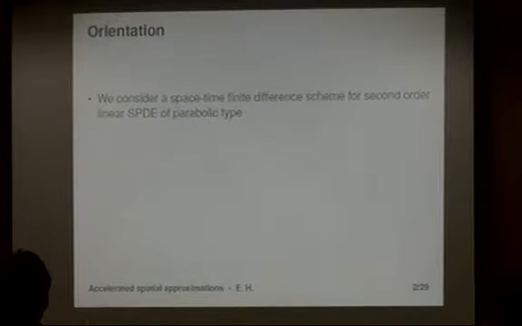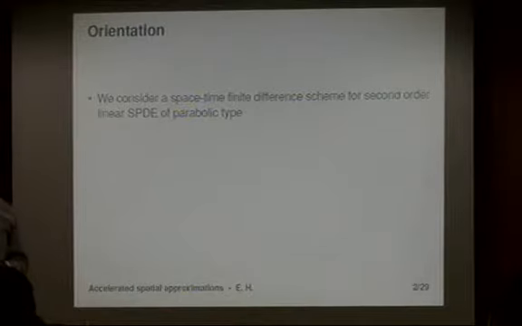Okay, so to start with some orientation, we're going to consider what I call space-time finite difference schemes for second order linear SPDEs of parabolic type. So the same equations that Istvan is considering. These are the equations arising in nonlinear filtering theory. We're going to consider finite difference schemes on uniform grids in space and time, and we're going to look at the acceleration with respect to the spatial approximation.